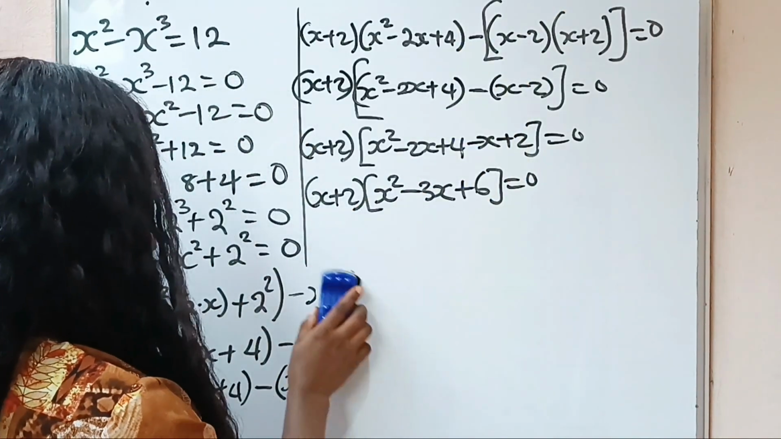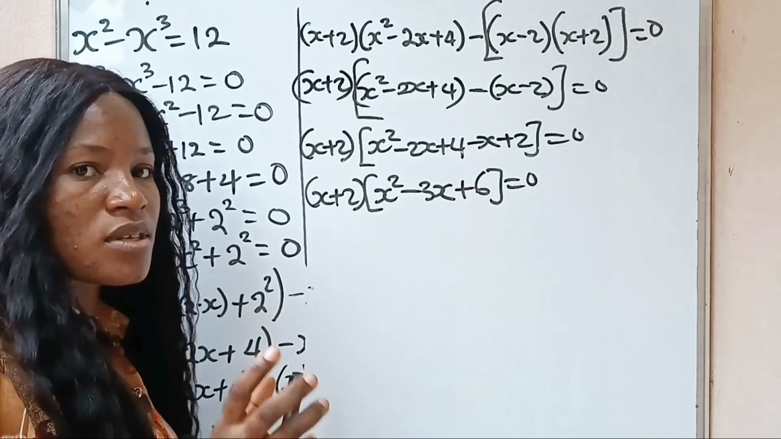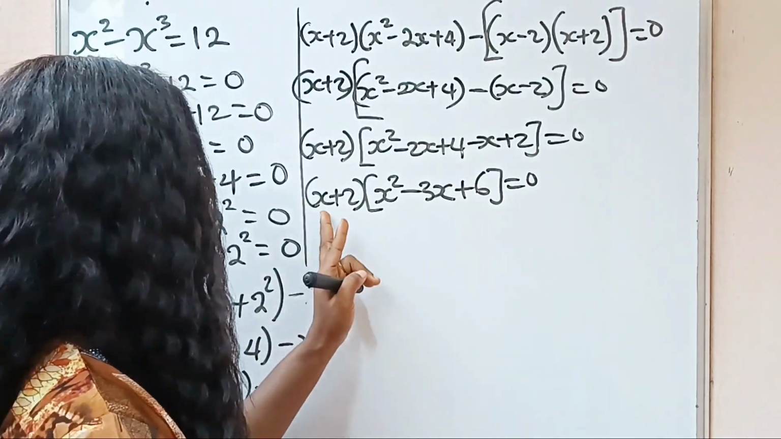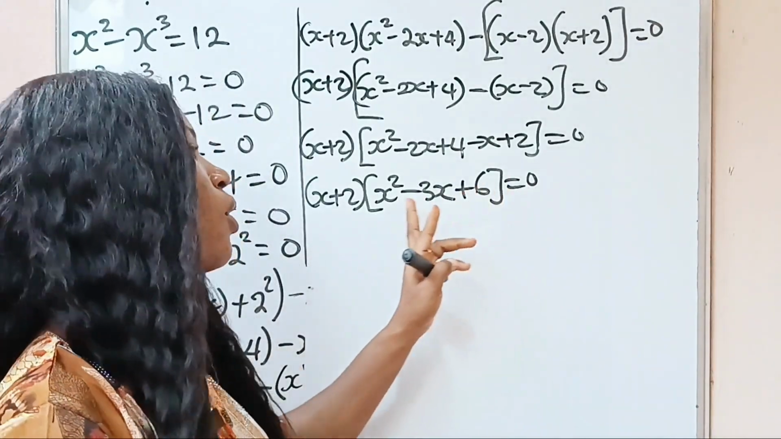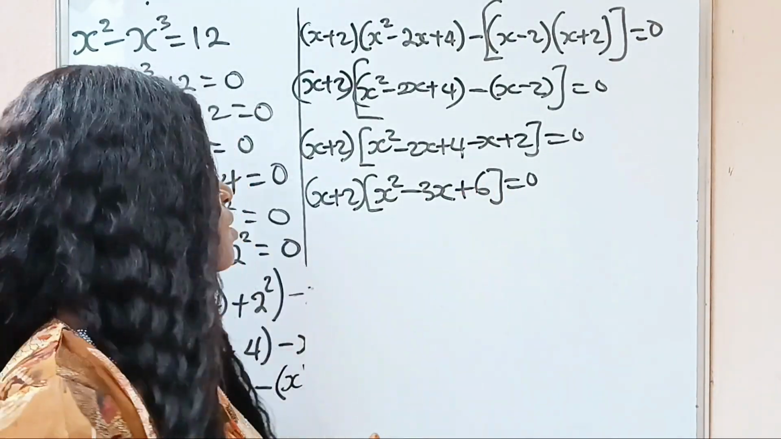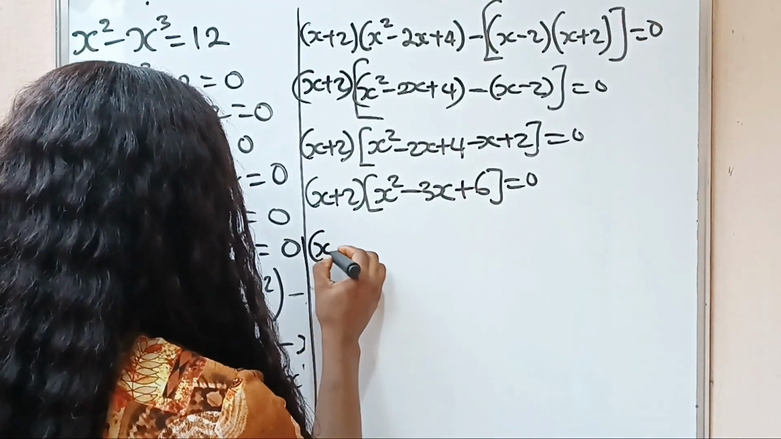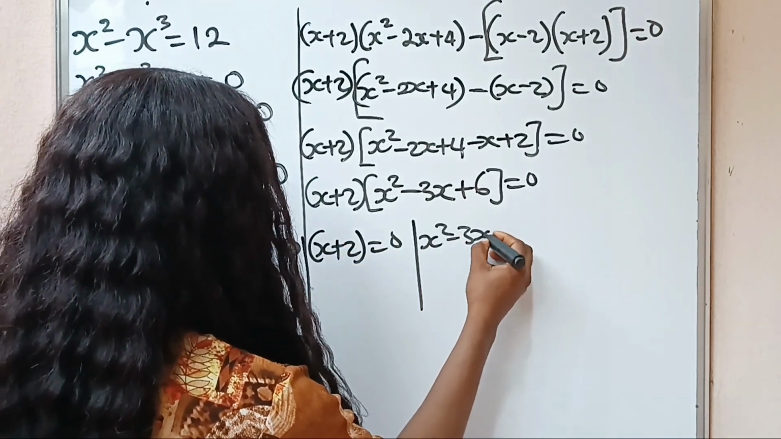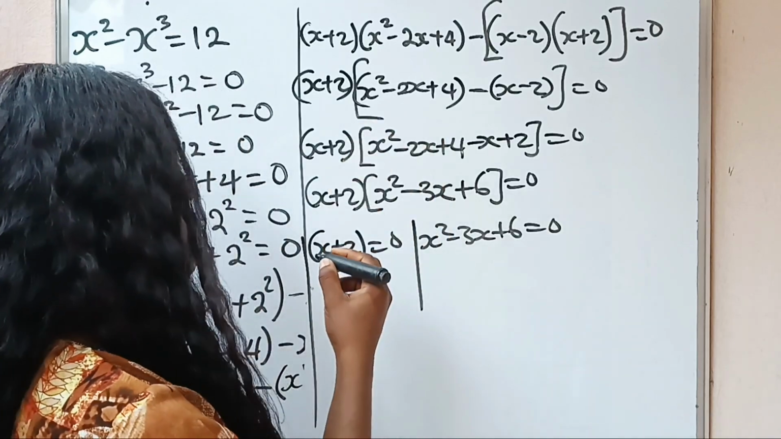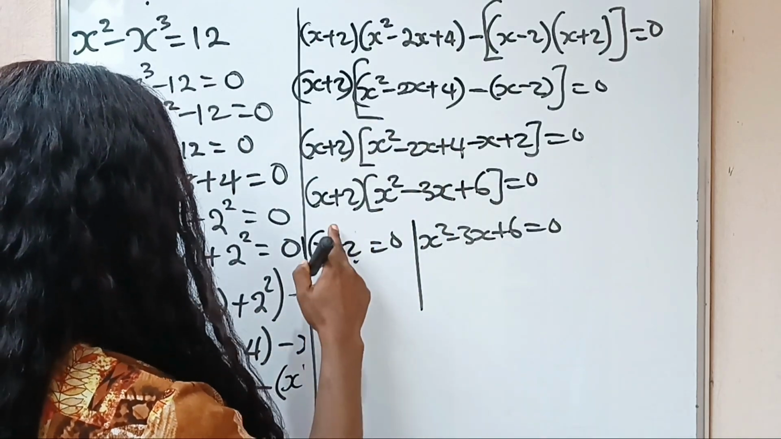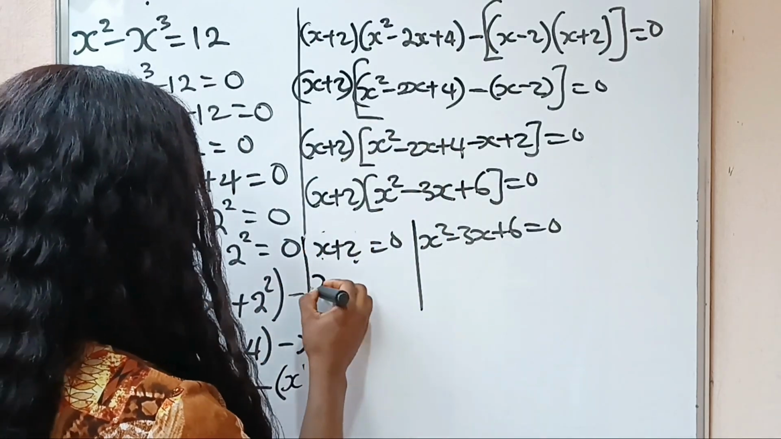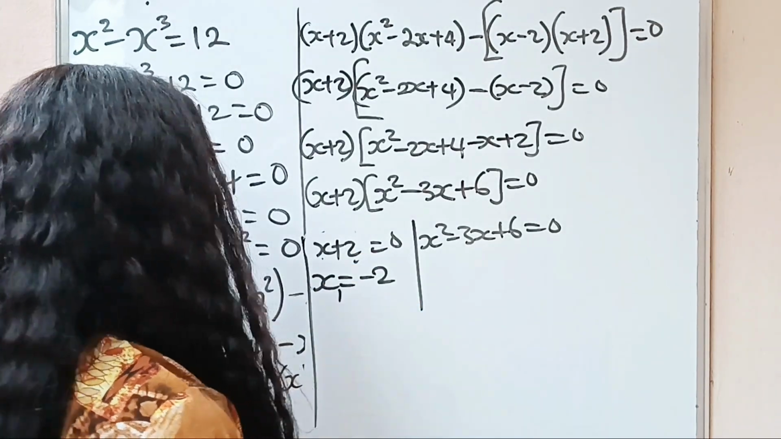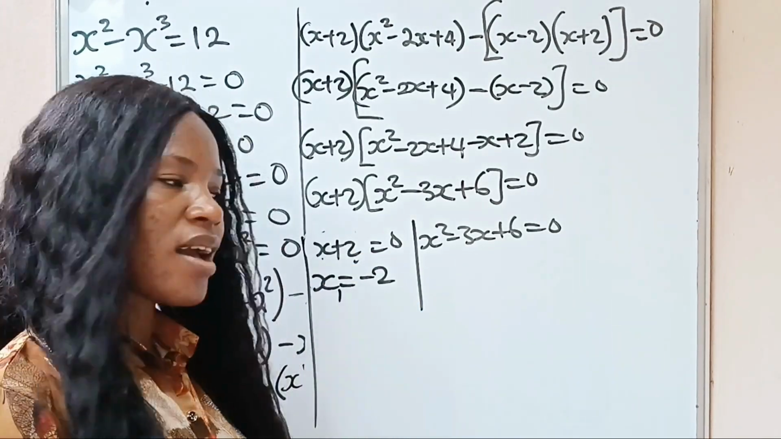Now at this point we have two brackets and their product is equal to 0. So what are we going to do? It simply means that this is either equal to 0 or this is equal to 0. So we can write that x + 2 = 0, or x² − 3x + 6 = 0. From here, we can see that x = −2, since plus 2 crosses to become minus 2. So this is the first value of our x.